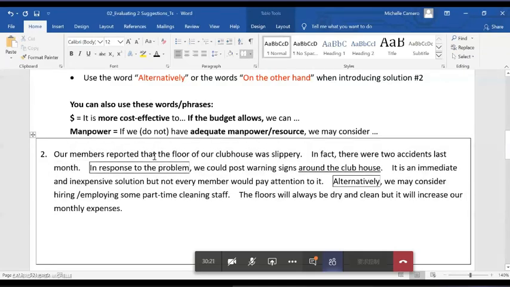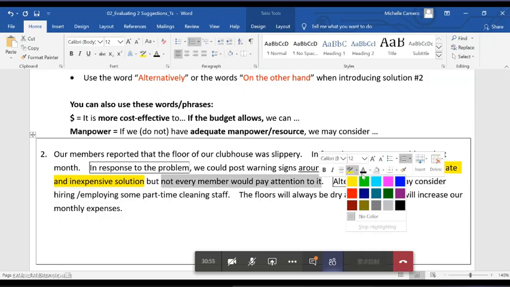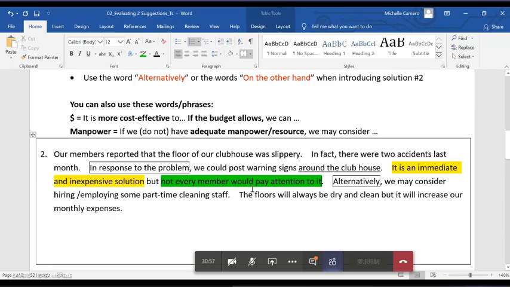So we have, our members reported that the floor of our clubhouse was slippery. In fact, there were 2 accidents last month. In response to the problem, we could post warning signs around the clubhouse. All right, so post warning signs, that's solution 1. It is an immediate and inexpensive solution. So this is the advantage. It's immediate, which means you can implement this solution right away, like the next day, right? And it's inexpensive. But not every member would pay attention to the signs. So that would be the disadvantage.